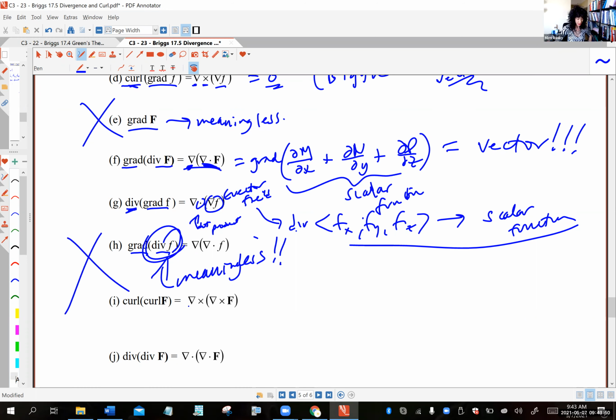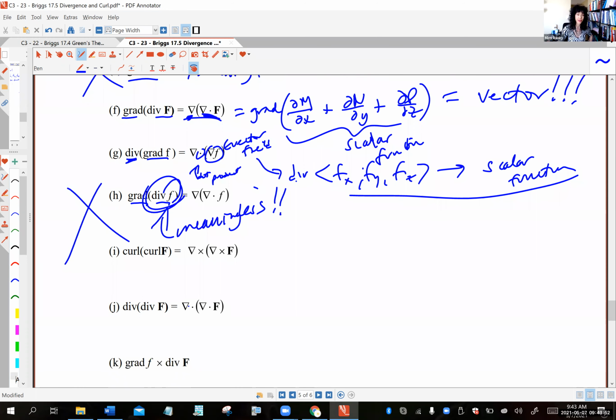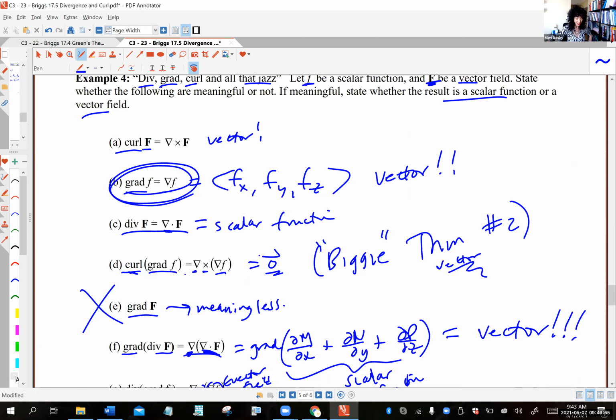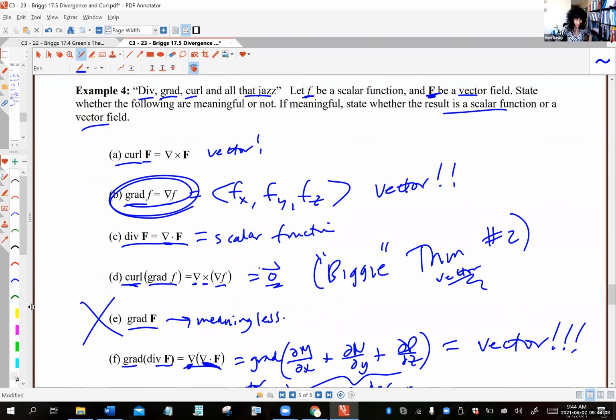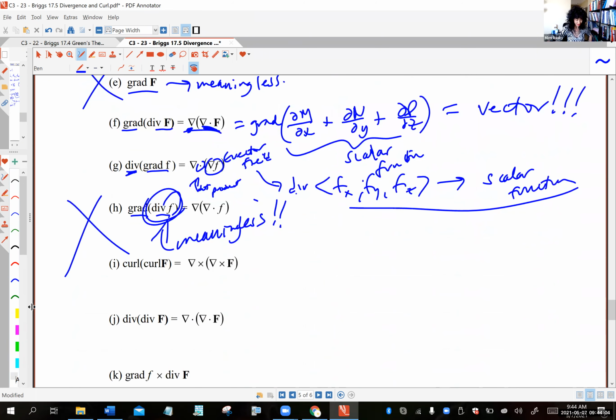Okay, how about curl of a curl? Look at this guy's t-shirt. He's doing a curl of a curl, so it must be legit. Yeah, it is totally legit. Curl of curl is totally okay. And you've got a lot of cross products happening there. First you take the cross product to get your curl, and then you take the curl of a curl, and you will get a vector. And it's meaningful. It's good.